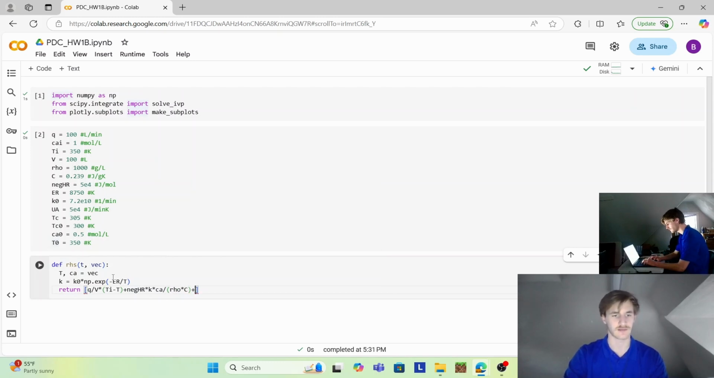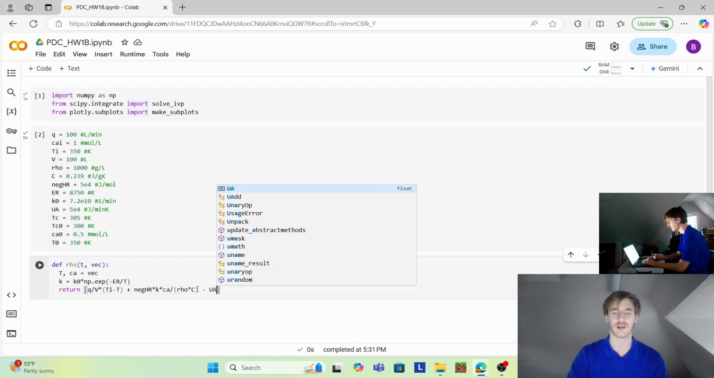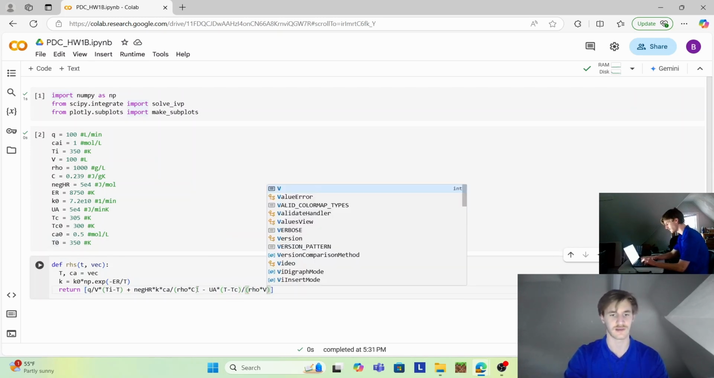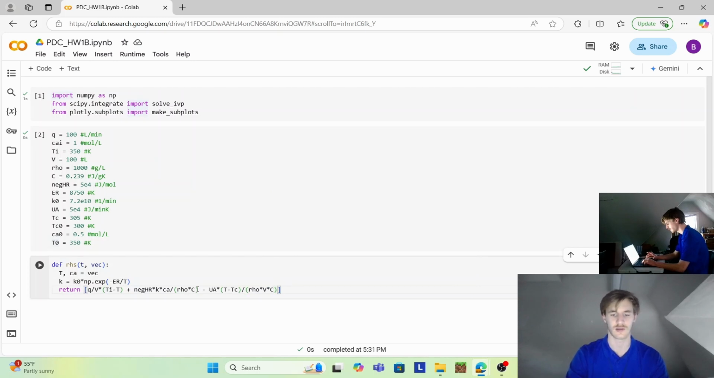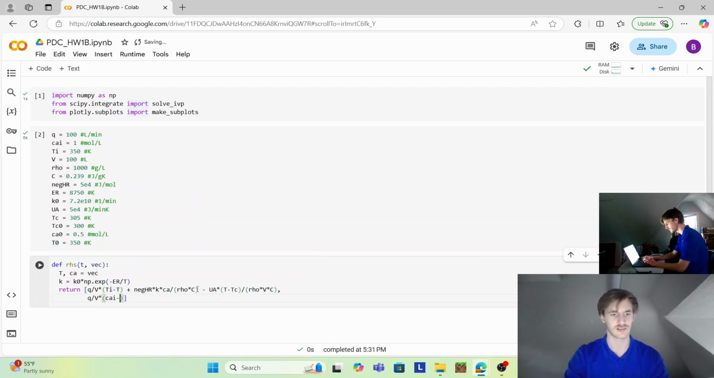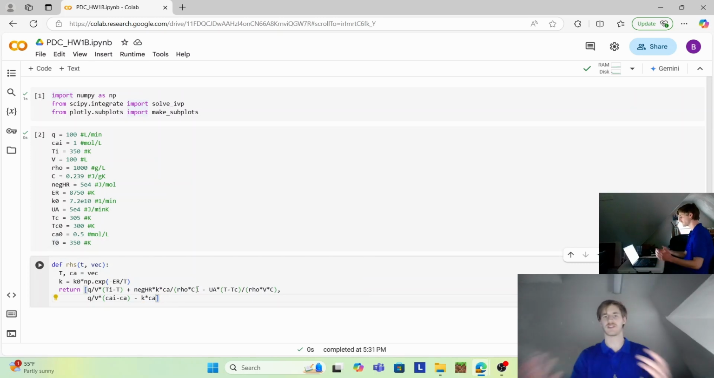And then we will subtract, I'm going to space these out a little more, just so it's a little easier to see. Subtract our convection, so that'll be UA times T minus Tc over rho times V times C. Okay. And then for our concentration, we have Q over V times the difference in concentration minus everything taken out, or everything lost in the reaction.